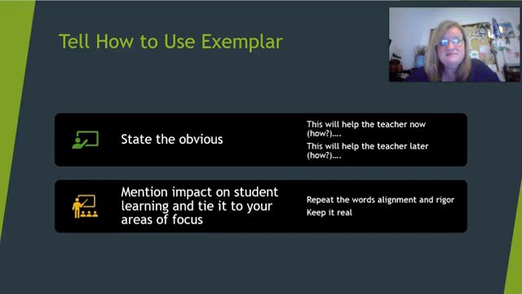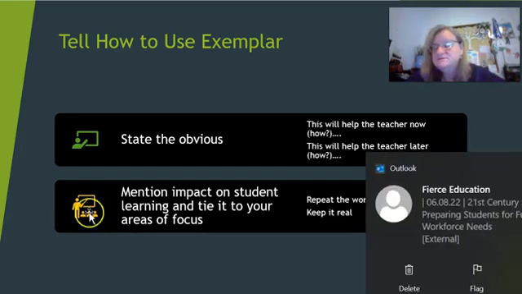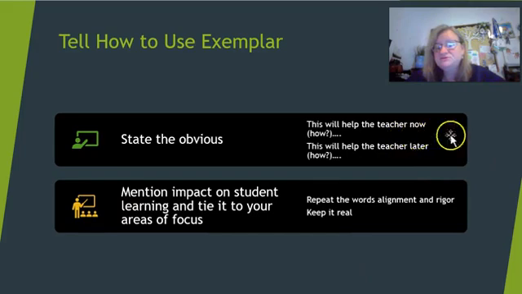Okay, and then the directions say, tell how to use the exemplar. This is the final part of this question. So state the obvious. You know, doing this step, using this exemplar will help the teacher now. Okay, so how will you help the teacher now? Using this exemplar will help the teacher improve this lesson and avoid introducing misconceptions to students. Or using this exemplar will help the teachers ensure the explicit instruction has time to take place before the students are assessed on these more rigorous concepts.